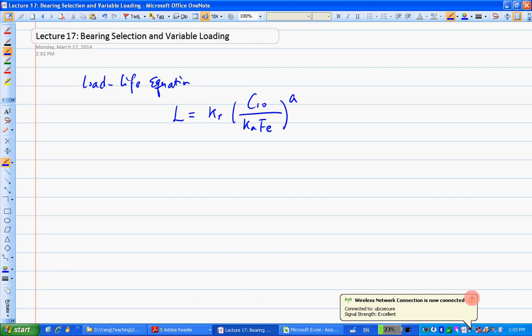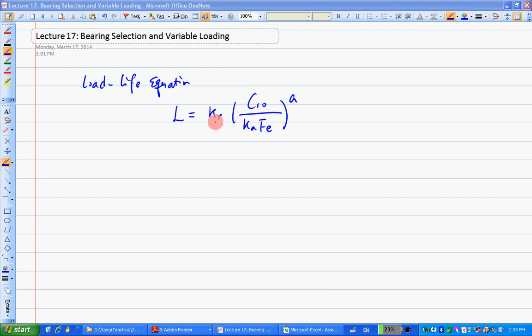C10 is the bearing basic dynamic load. KR is the reliability. Ka is the loading factor. And FE is the equivalent loading. So basically, the FE will be different under different scenarios.